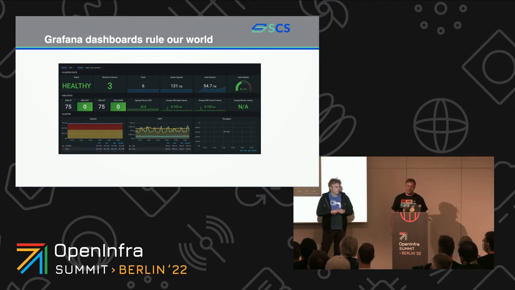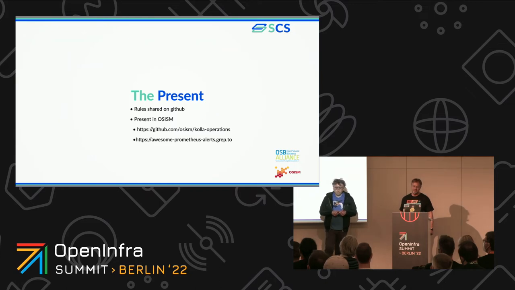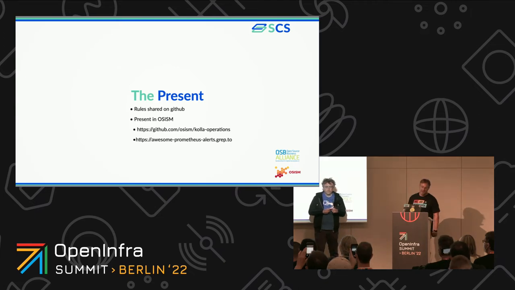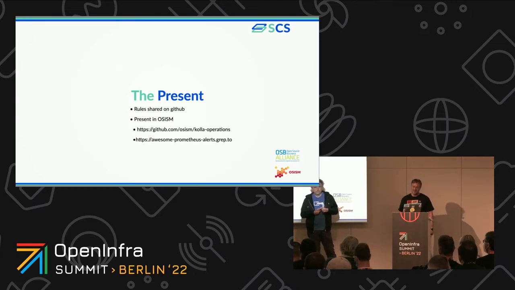So now, in our journey to the present, we have continuous contribution with the awesome alert rules. The rules are shared on GitHub. We present in OSISM what we have here. Some of the rules are from the awesome Prometheus alerts collection too, and other things are from the experience of Plus Server and StackHPC. So we come now to the future in our journey.